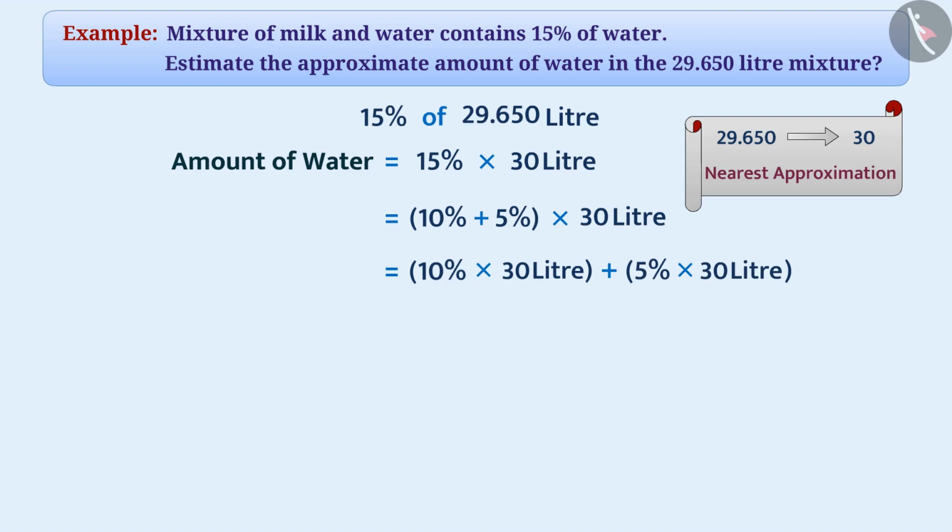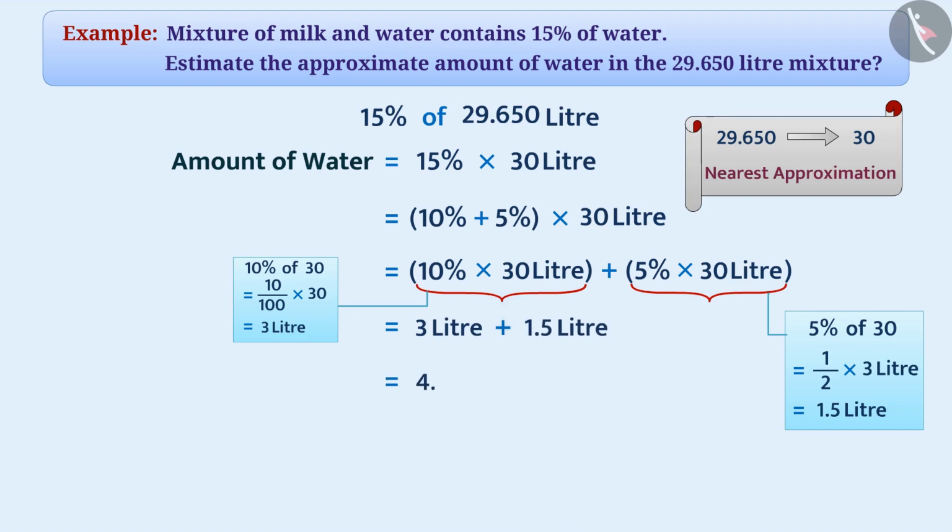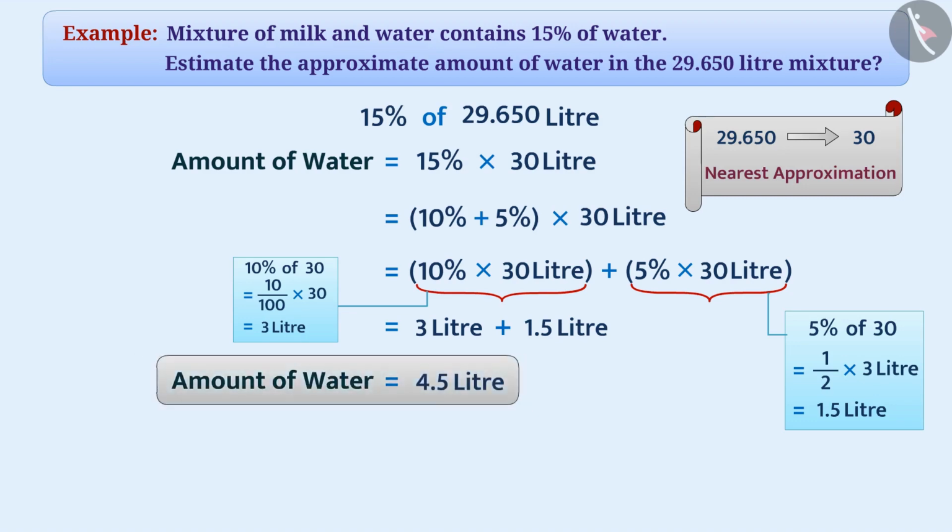Now, we will find out 10% of 30, that will be 3 liter. If we do half of this, we will get 5% of 30. 1 by 2 multiplied by 3 is equal to 1.5 liter. Now, we will add both. 3 liter plus 1.5 liter is equal to 4.5 liter. That is, the amount of water will be about 4.5 liter.